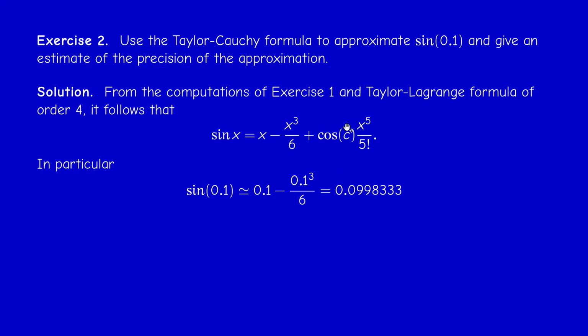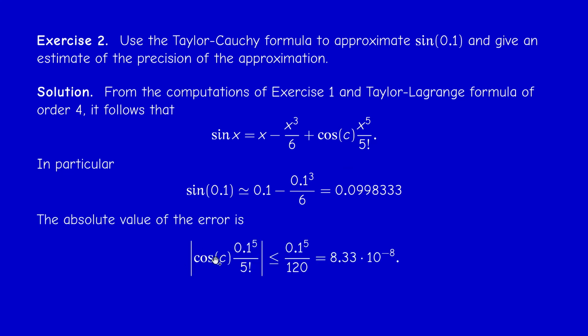Well, I can estimate the error, because this is the error committed. Now, I don't know the error precisely because I don't know c, but I can do an estimate. So the error in absolute value is cosine c times 0.1 to the 5 over 5 factorial. I don't know c, so I don't know the error. But since cosine is less than 1 in absolute value, the error is less than 0.1 to the 5 over 120. And this is 8.33 times 10 to the power minus 8. So at any rate, it's less than 10 to the power minus 7.